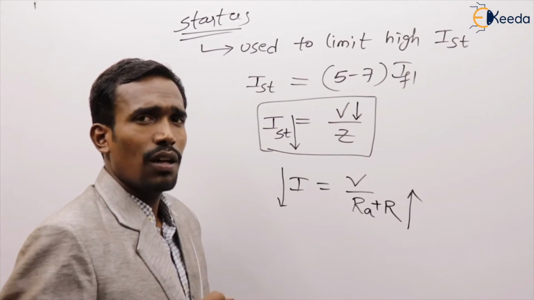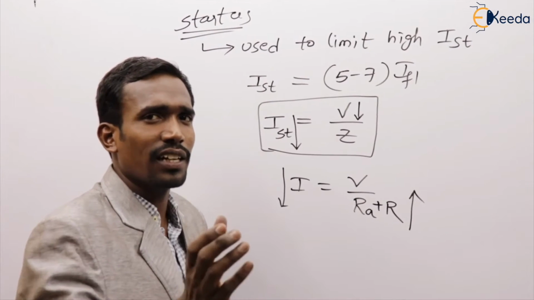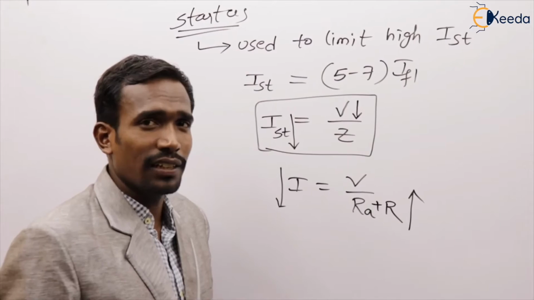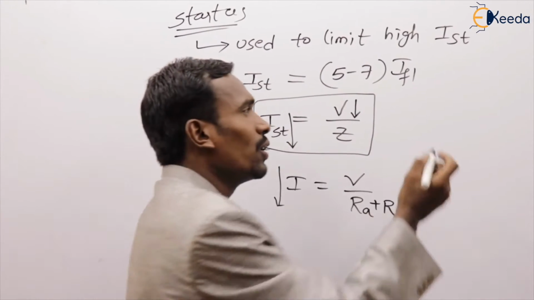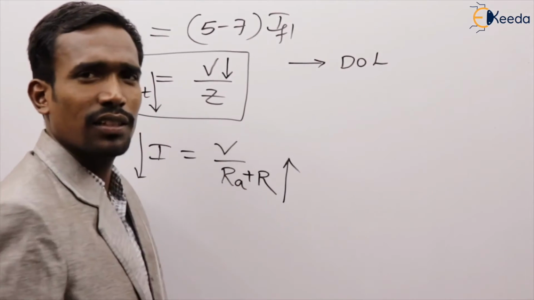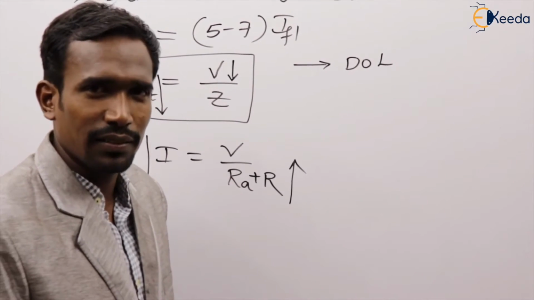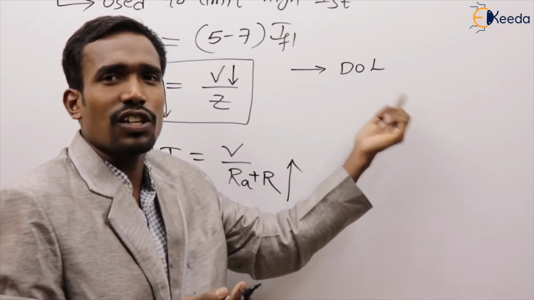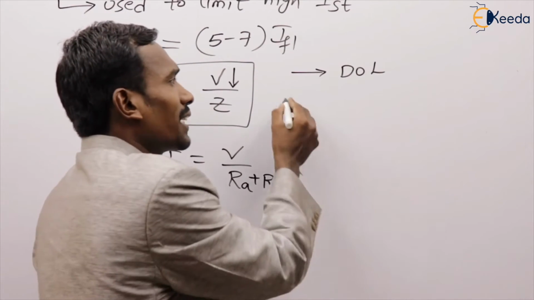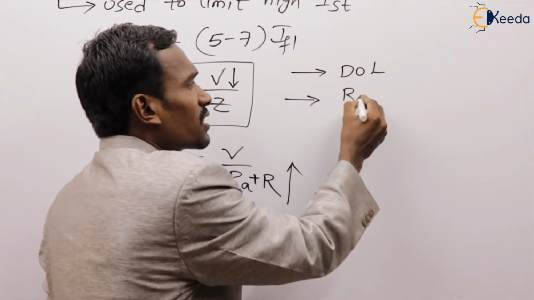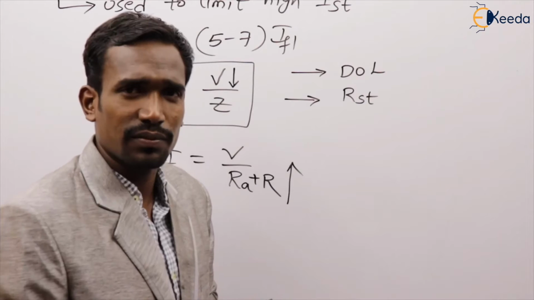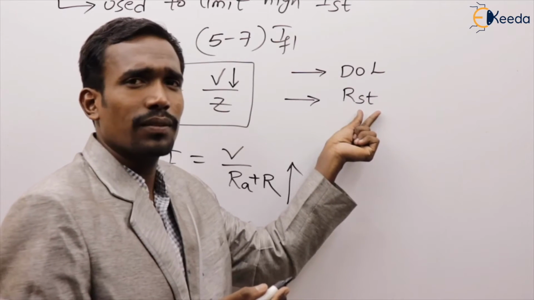Next, how many types of starters are there for an induction machine? You already know. The first one is direct online starting, the DOL starting method. The second one is the stator resistance control method, or stator resistance starter.